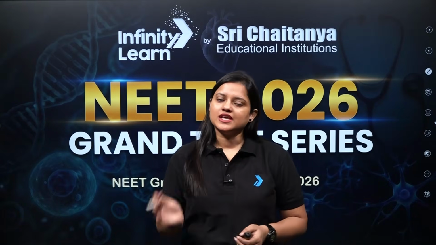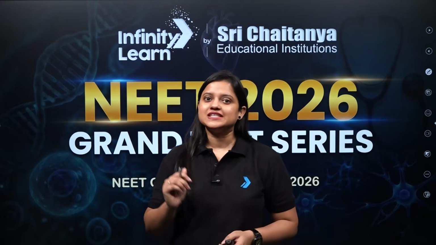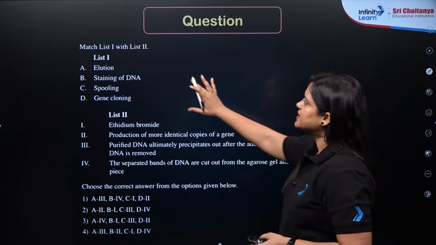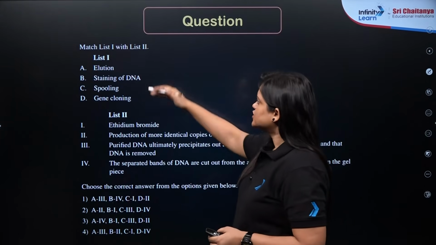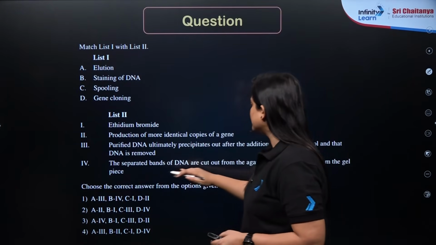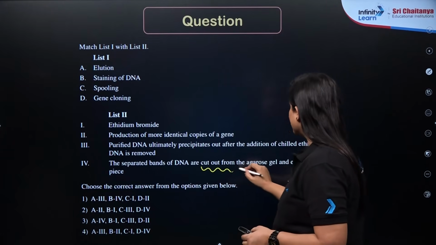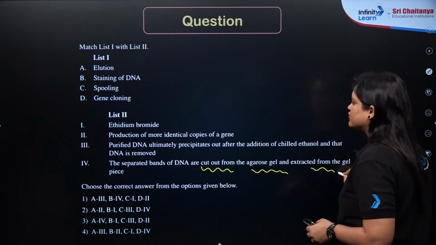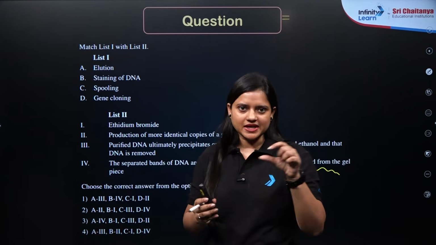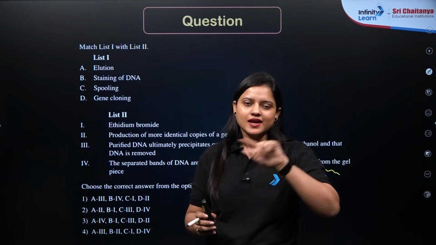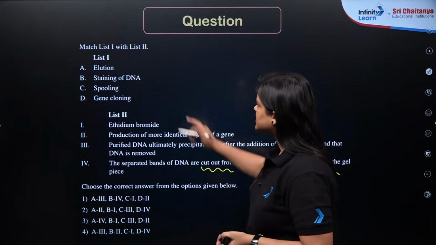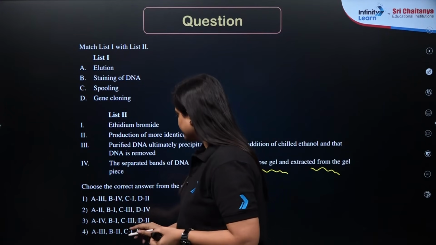Hello everyone. So let's discuss the zoology portion of GT7. Let's see what is the first question. So the first question is a match the following type of question. So let's see what is elution. Elution is when the separated band of DNA is cut out from the agarose gel and extracted from the gel piece. So after gel electrophoresis, the separated piece of DNA will be cut and separated from the agarose gel, and that is termed as elution. So A is matched with 4, right?